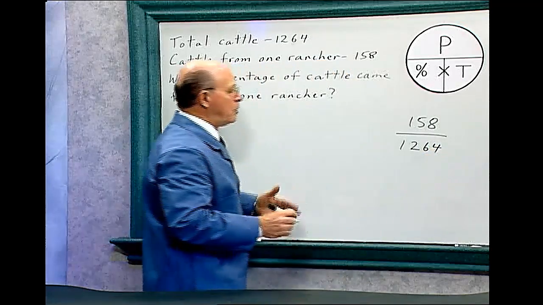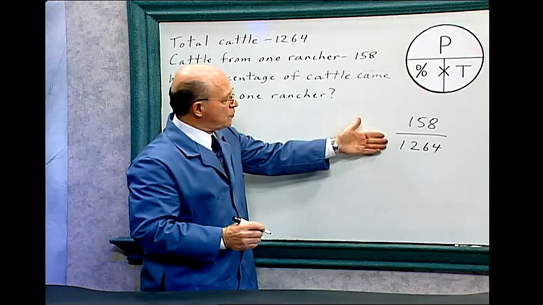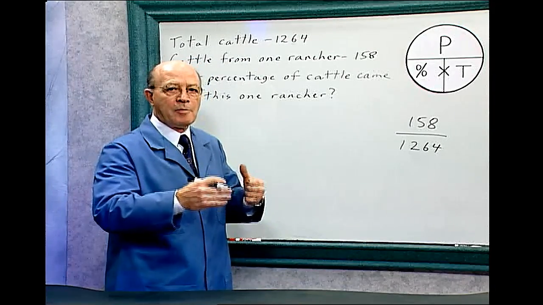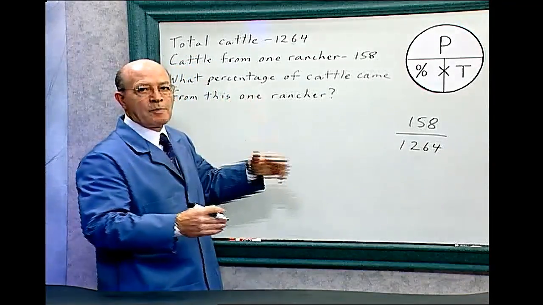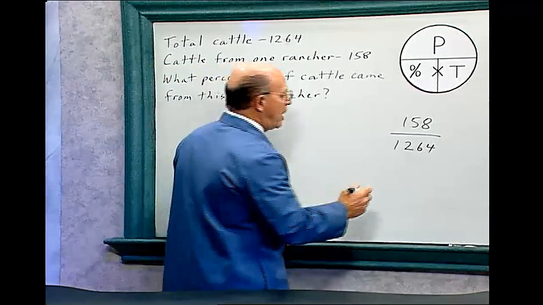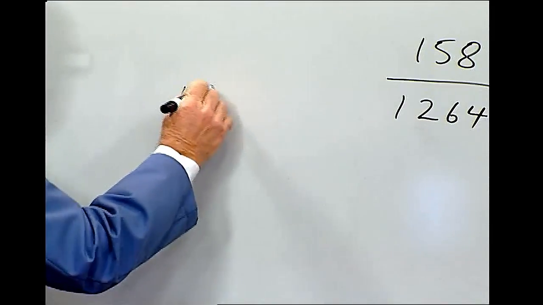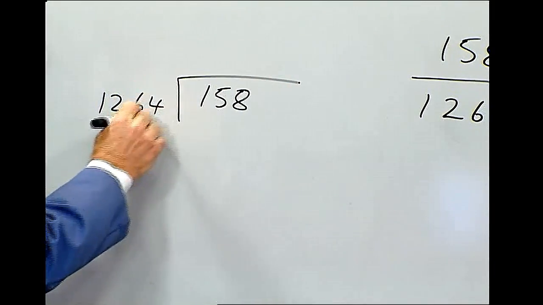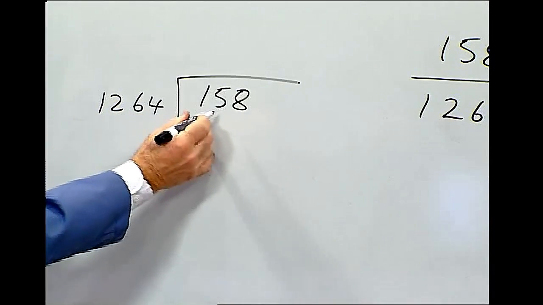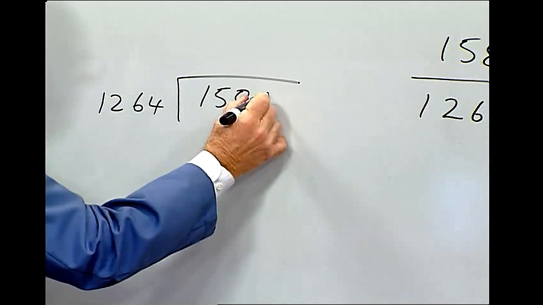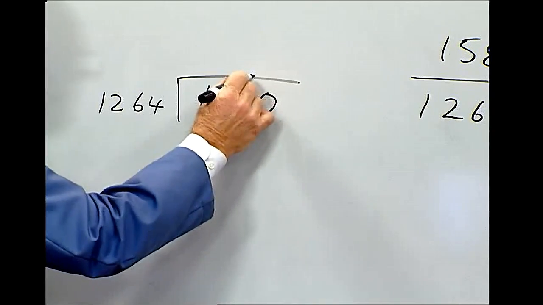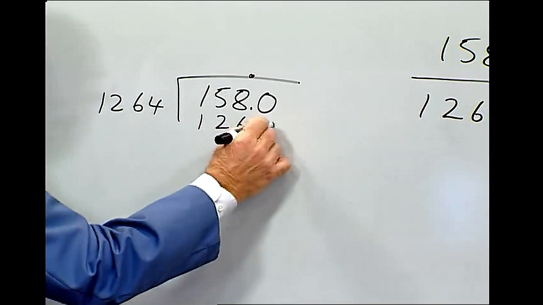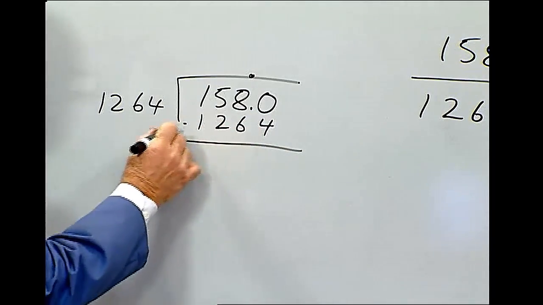1,264. Now we want to take this fraction and make it into a decimal, and then take that decimal and put it into a percent. That's what it's asking for. What percentage? So let's divide now 158 by 1264. We know that doesn't go into 158, so we have to add a decimal and a 0. And that will go in one time into that number, 1264. Let's deduct that.